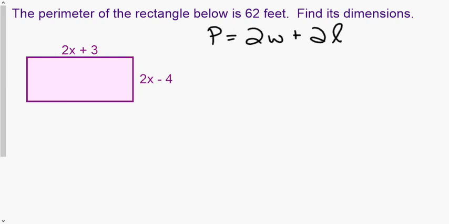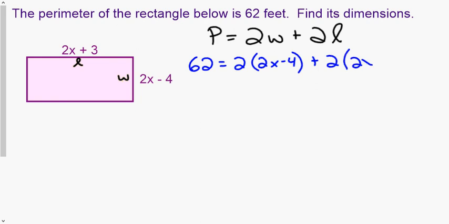Now, width and length, you can pick whichever one you want to be width and whichever one you want to be length. According to the post office, whichever one is going to be longer is considered length. So if I look, 2x plus 3 is going to be longer than 2x minus 4. But ultimately, like I said, it doesn't matter. So we're going to plug them in. So we get 62 for perimeter equals 2 times. And again, we're plugging in for a variable, so we are going to use parentheses. And now it's a matter of distributing, collecting like terms, and solving. So go ahead and do that and check back.